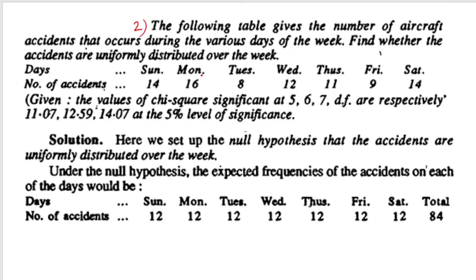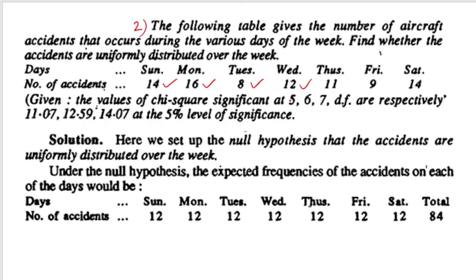So there are 7 days in a week, Sunday to Saturday. On Sunday 14 accidents happen, on Monday 16, Tuesday 8, Wednesday 12, and so on. And see, this time they have already given the chi-square value for different degrees of freedom.